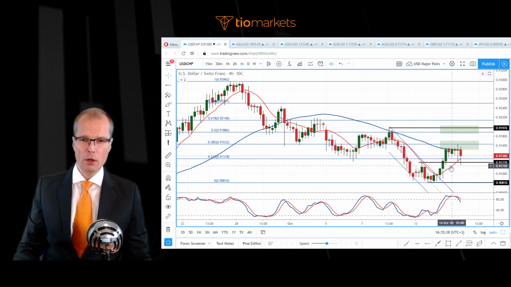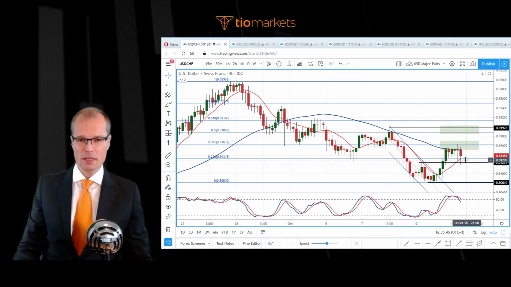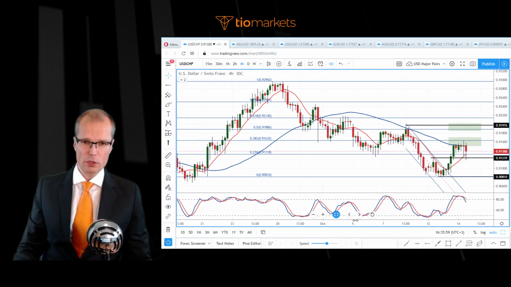So if the market now manages to create a higher low here, then it seems likely that we could push further and maybe beyond the target one area to target two. But that's obviously something that we just have to follow and see if it's going to happen. So we follow the price action and take long trades if we see dollar strength coming back into the market.